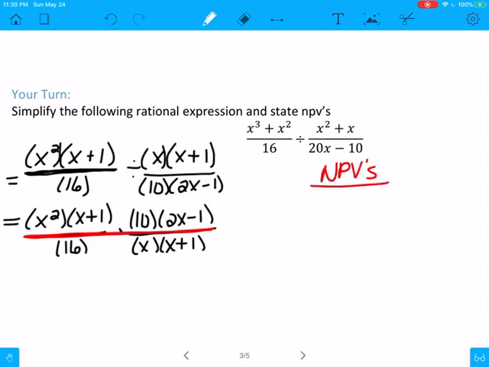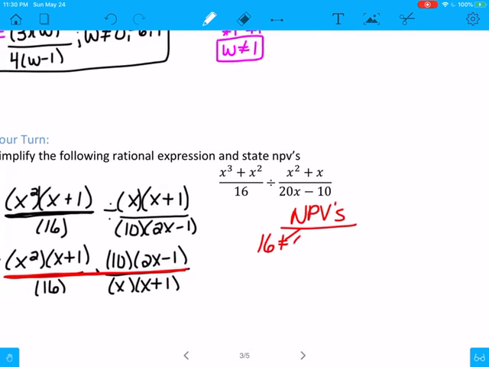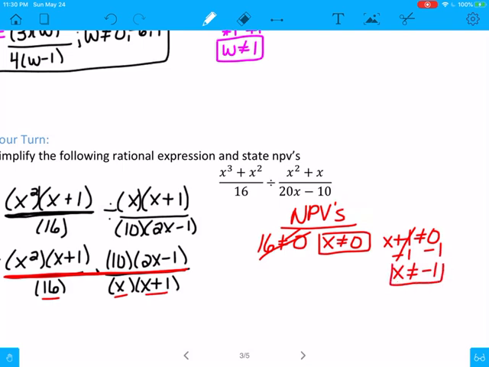So I'm going to say 16 cannot equal 0, which is true, but not an NPV. And then I have x cannot equal 0. That one's done. And then I have x plus 1 cannot equal 0. Subtract 1. X cannot equal negative 1. And then I have 10 cannot equal 0, which isn't an NPV.